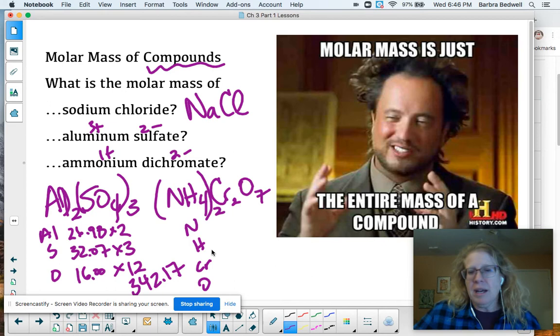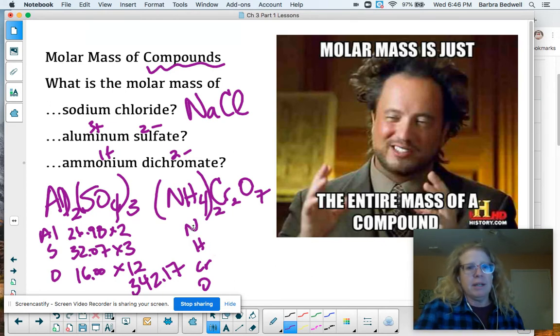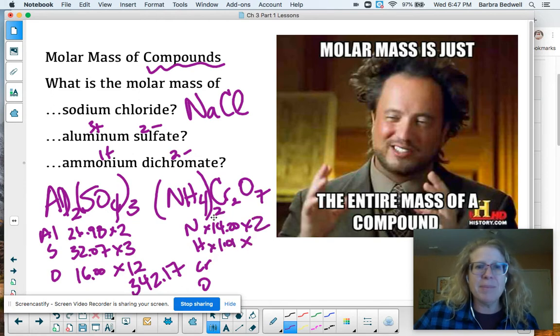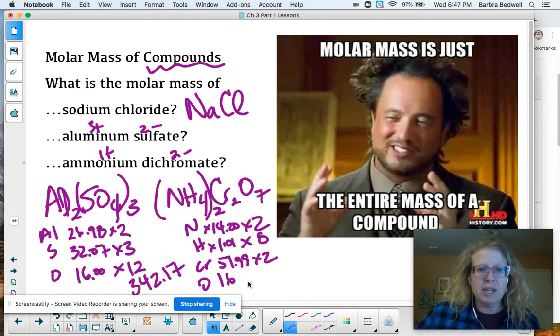So last one, again, you should probably hit pause and see if you can figure this out. And we'll do ammonium dichromate. So nitrogen is 14.00 times 2. Hydrogen is 1.01 times 8. Again, we've got 4 hydrogens times 2. Dichromate, chromium is 51.99 times 2. And then oxygen, again, is 16.00 times 7.